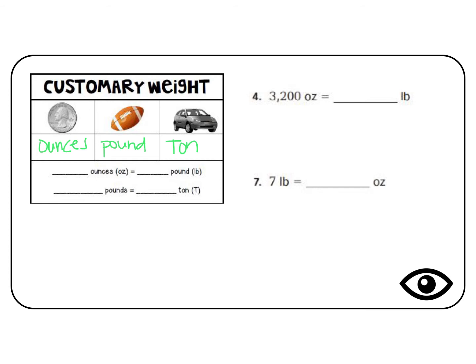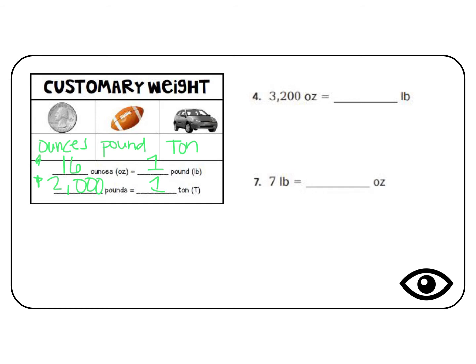We have our own little conversion chart here to help us memorize. There are 16 ounces, and ounces is abbreviated as OZ, that makes 1 pound. And there are 2,000 pounds that make up 1 ton. We're going to be multiplying and dividing again today, but today we only need to decide if we are multiplying or dividing by 16 or 2,000. Watch me do a couple problems.